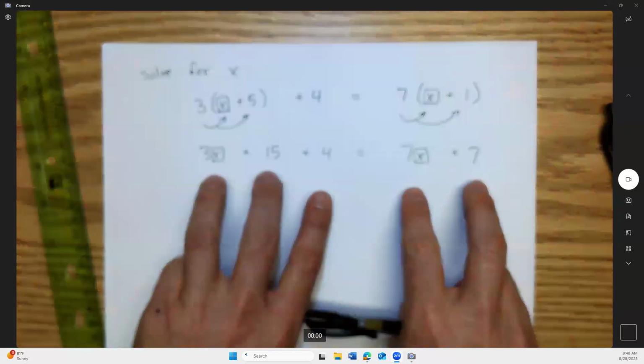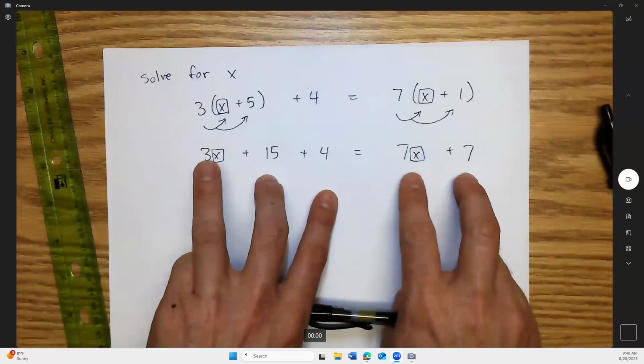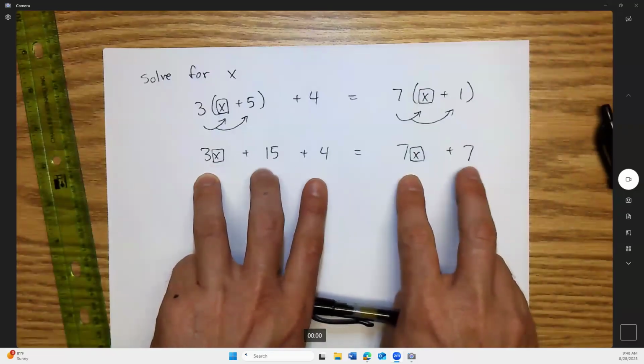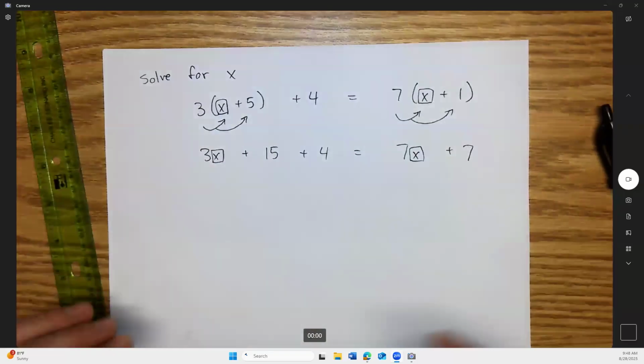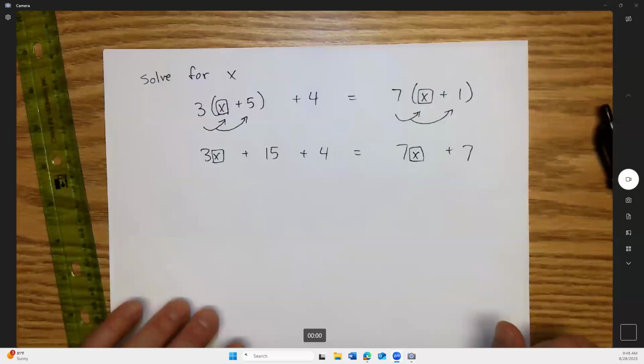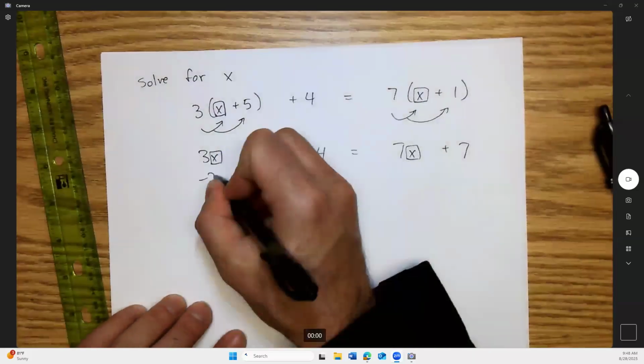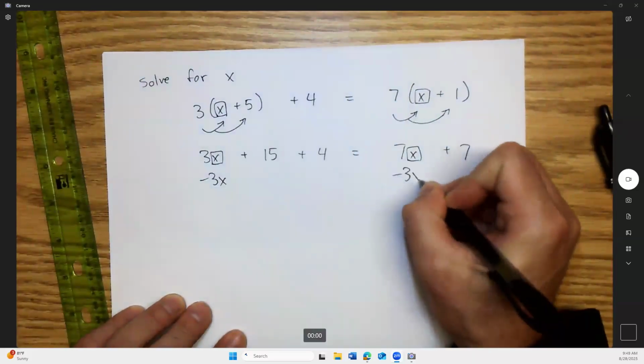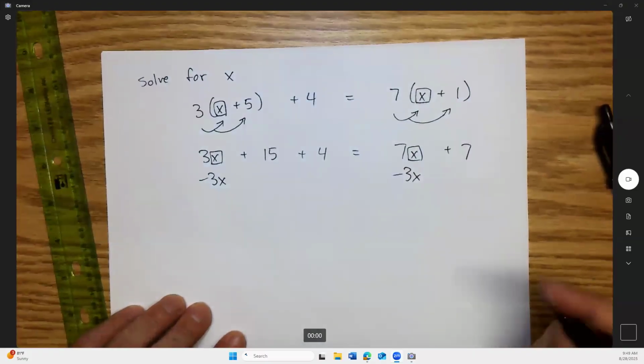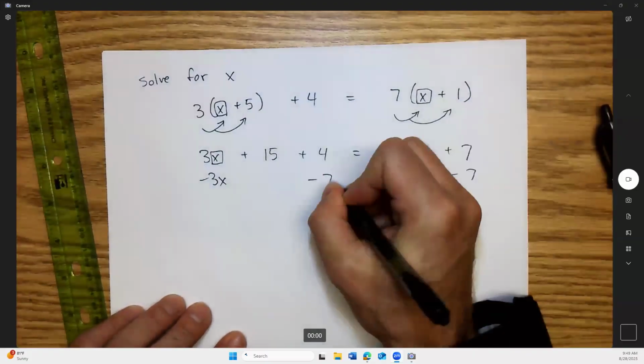Okay. Looks like I have 5 terms. 2 of them have the x, and 3 of them are just plain numbers. Ooh, so should I combine my terms? Yes. Okay. Maybe I could subtract 3x from both sides. As long as you do it to both sides, it balances the equation. Maybe subtract the 7 over like that.